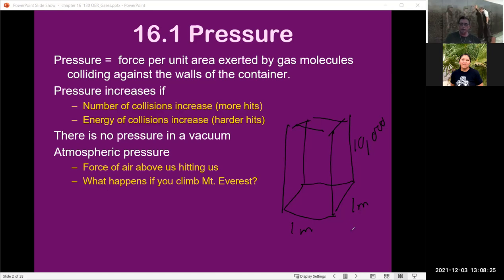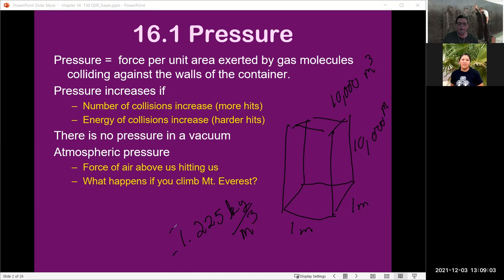So let's say you're right where you're at right now. You measure 1 meter by 1 meter around you, and then you measure 10,000 meters up in the up direction. So what you have here is 10,000 cubic meters, in that little 1 meter by 1 meter by 10,000 meters column of air. Now, if you look at the density of air, you'll find it to be on average about 1.225 kilograms per cubic meter.